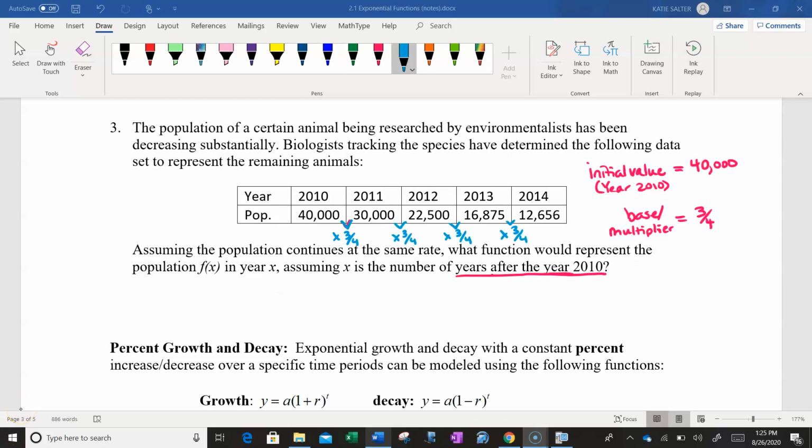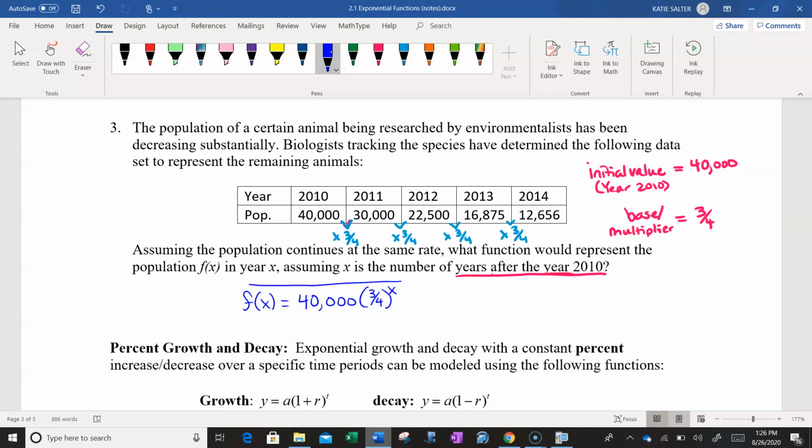If you check, from those first two, 30,000 divided by 40,000 is 3/4. If you then go in your calculator, 3/4 of 30,000 is 22,500. 3/4 of 22,500 is 16,875, and so on and so on. So just make sure that that multiplier works. All right, so our final function would be f of x is equal to 40,000 times 3/4 to the x.